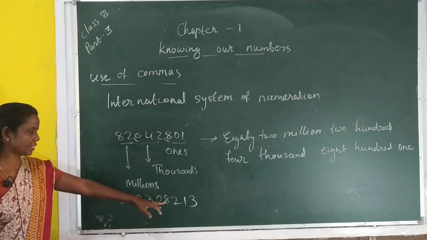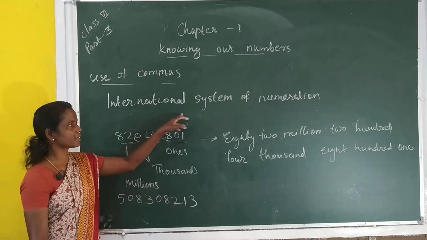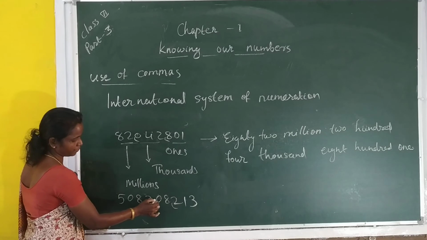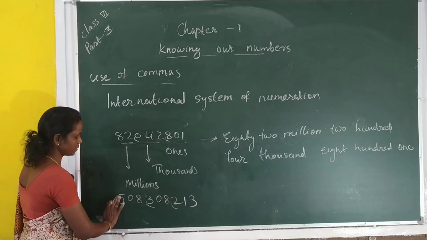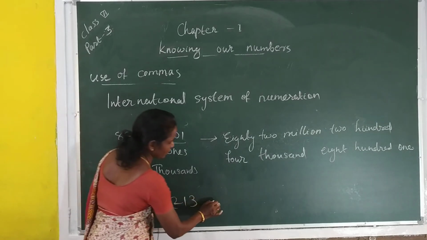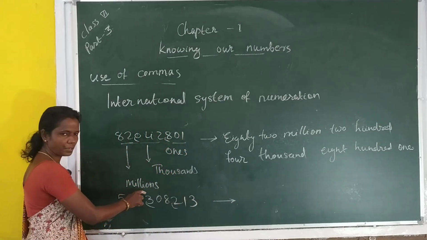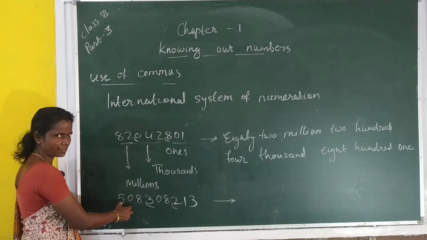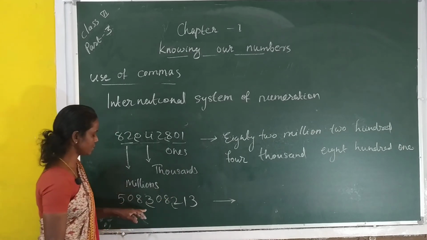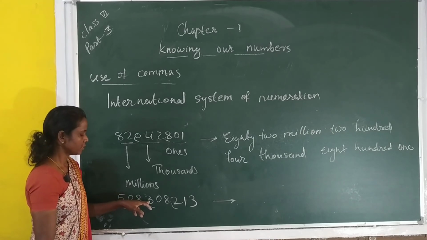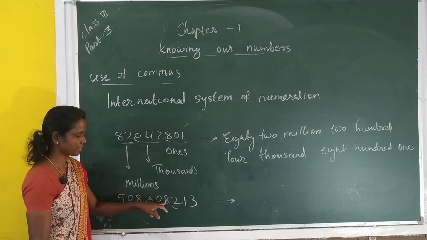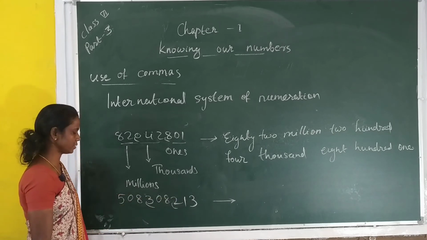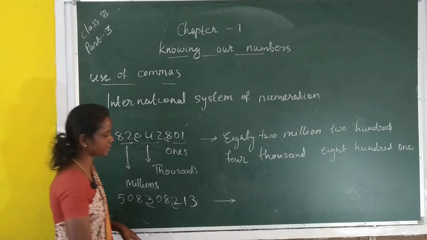Look, in the international system of numeration, every 3 digits we put commas. Look, 1, 2, 3. Then 1, 2, 3. Which side? Start from the right side. Then how to read this? This is ones, thousand and millions. Millions period, how many digits? 3 digits. How to read? 508, we read 508 million. Then thousand, how many? 308,000. Then after that ones, how many? 230.